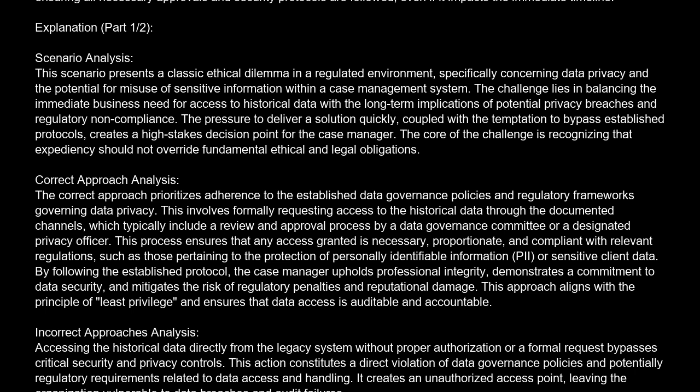Incorrect approaches analysis. Accessing the historical data directly from the legacy system without proper authorization or a formal request bypasses critical security and privacy controls. This action constitutes a direct violation of data governance policies and potentially regulatory requirements related to data access and handling. It creates an unauthorized access point, leaving the organization vulnerable to data breaches and audit failures. Sharing the legacy system credentials with a junior team member to extract the data, even with the intention of expediting the process, is also a serious ethical and regulatory lapse.